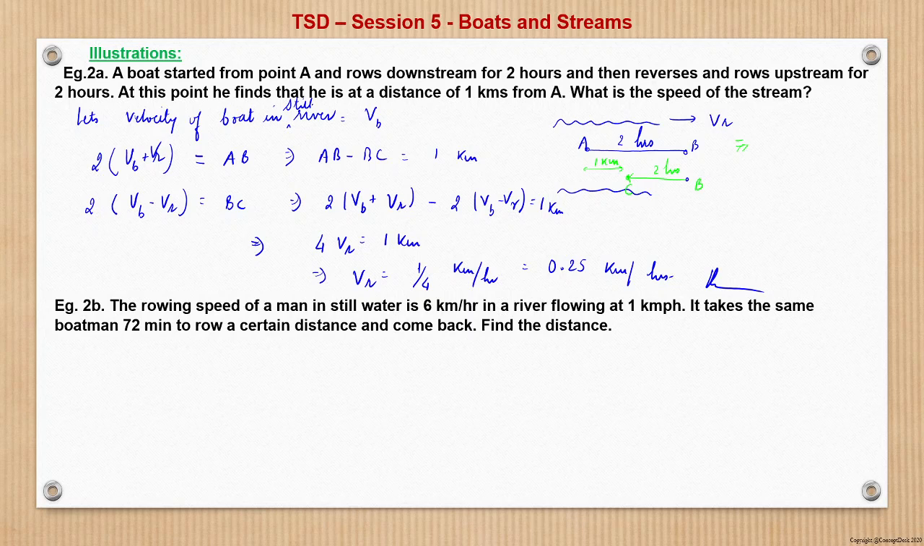Now another problem, that is the rowing speed of a man in still water is 6 kilometer per hour in a river flowing at 1 kilometer per hour. It takes the same boatman 72 minutes to row a certain distance and come back. Find the distance, right? Find the distance. So let us see.